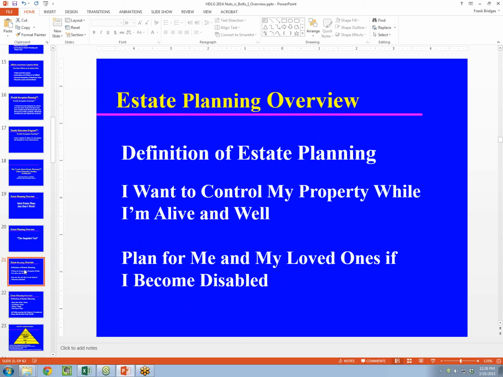Now, it's interesting to note that the second part of this definition is to plan for me and my loved ones if I become disabled. A lot of estate planning is primarily focused on what happens after people die, but there's a lot of planning that needs to be done for what happens if someone becomes disabled. So how do we want to be taken care of? Who do we want to be taking care of us, making decisions for us if that's necessary? So a lot of the planning that we do with people has to do with that. It's not just about taxes and what happens to the disposition of wealth after people die.